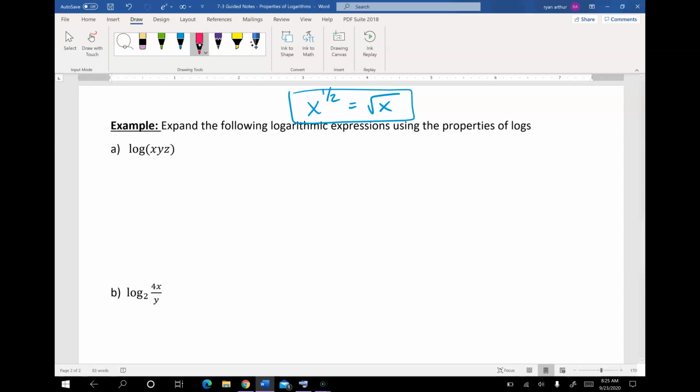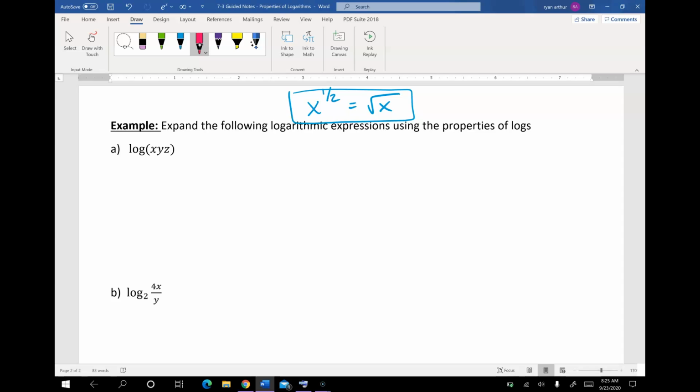Alright, so this is part 2 of today's lessons video. We are now going to be expanding logarithms, so that means you're going to be having multiple logarithms. Expand means to make bigger, make more. So we're going to expand these logs, and what I say is count how many items you have, and that's usually how many logs you're going to have.